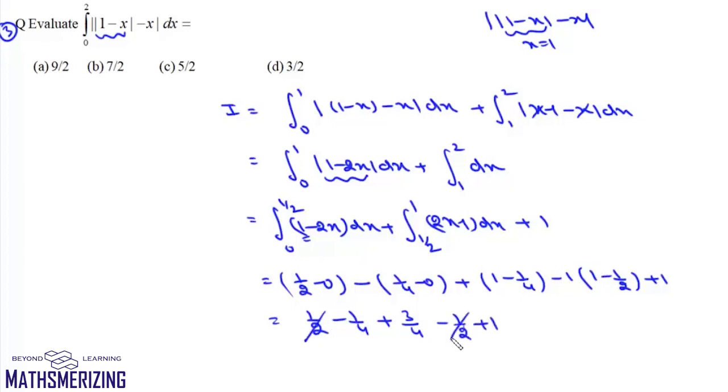So here 1 by 2 and 1 by 2 will cancel. So we'll get this as 1 by 2. So this value will be simply 3 by 2. And that's your option number D.